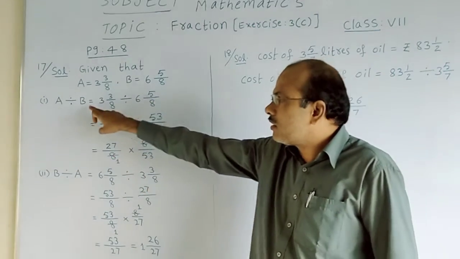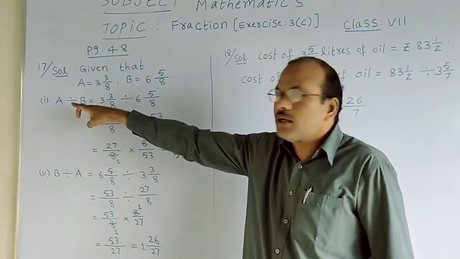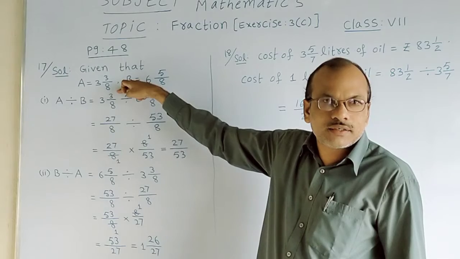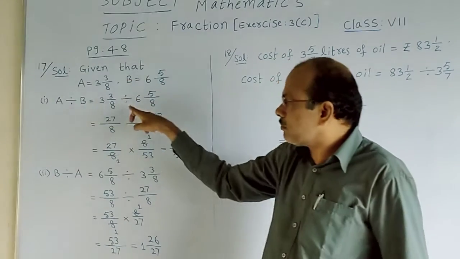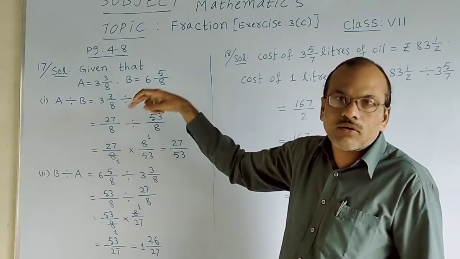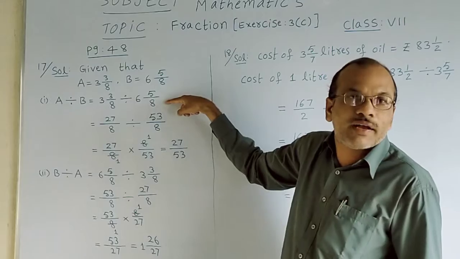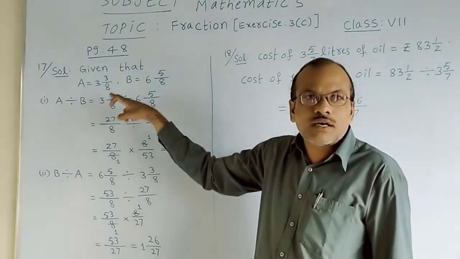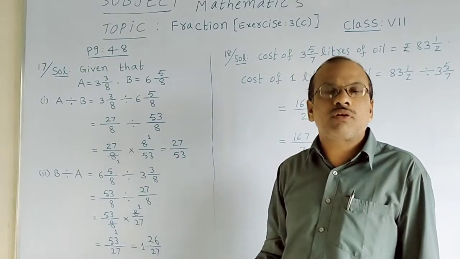Let us see A divided by B. Now A is given as 3 by 8. 3 by 8, divided by symbol as it is. Then B value 6 5 by 8. These are mixed fractions. We have to convert them into an improper fraction.